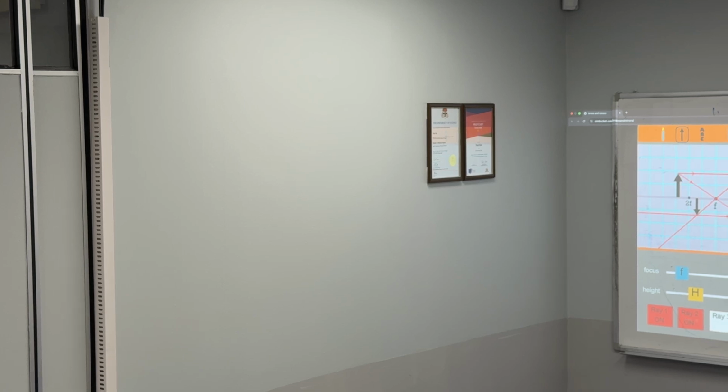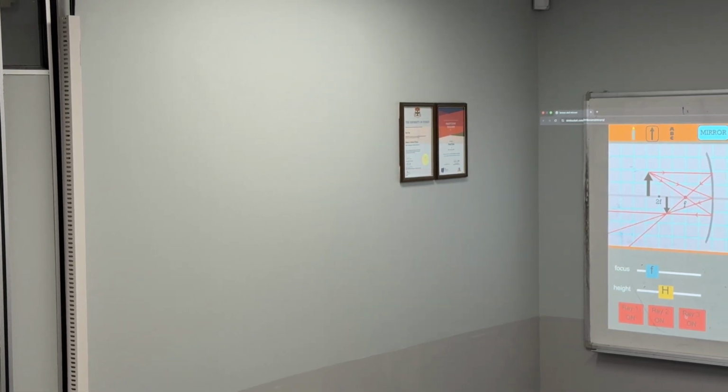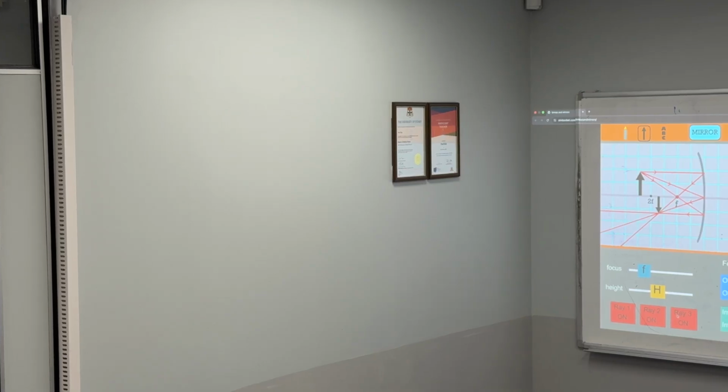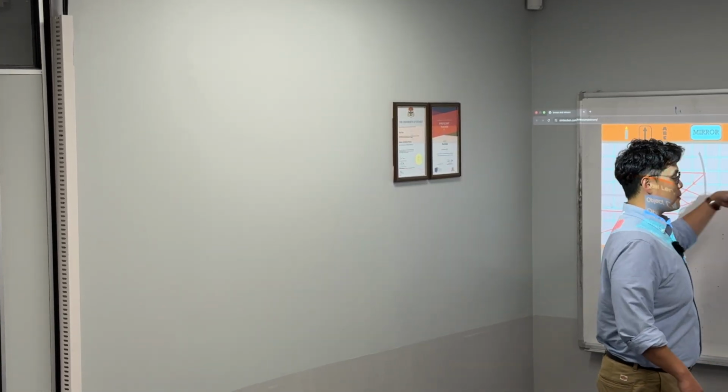So that was what I showed you earlier. Over there too, when the object is placed out of the 2F, out of the center. So F and 2F, 2F is the same as the C, basically.